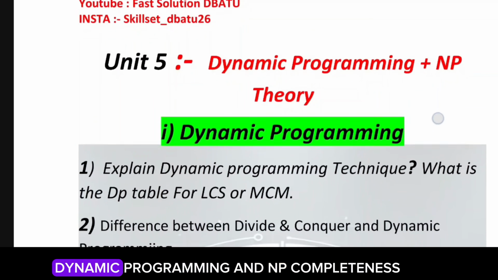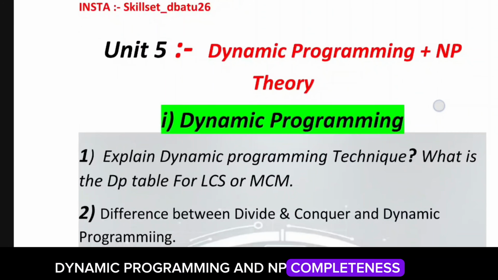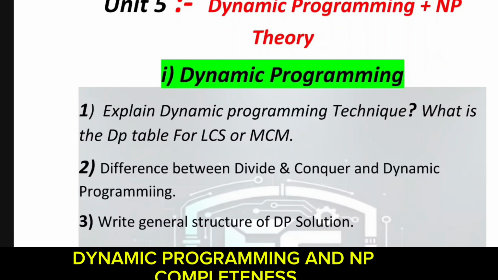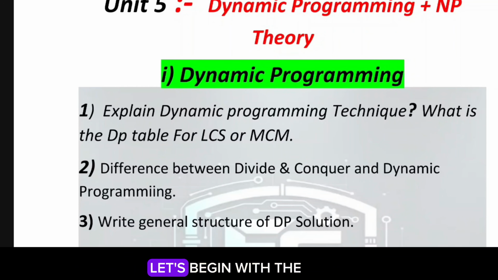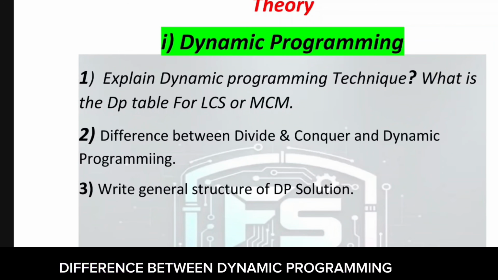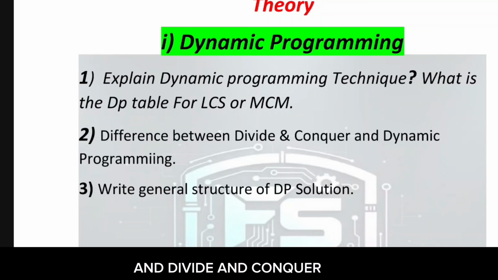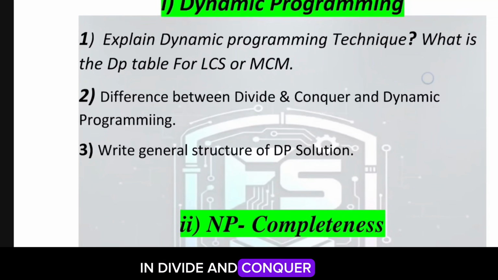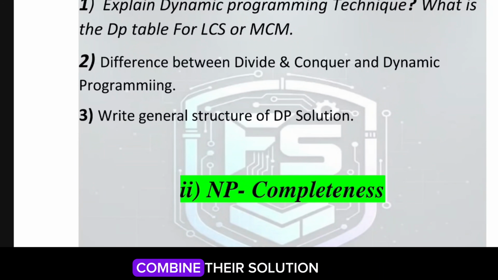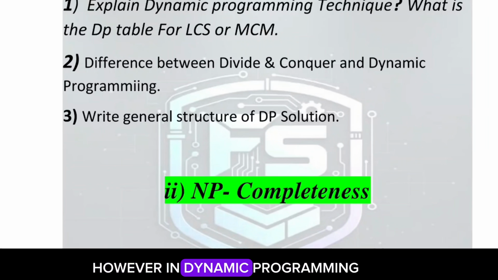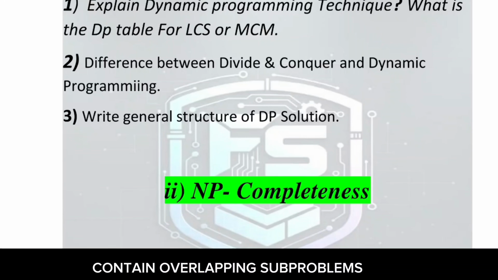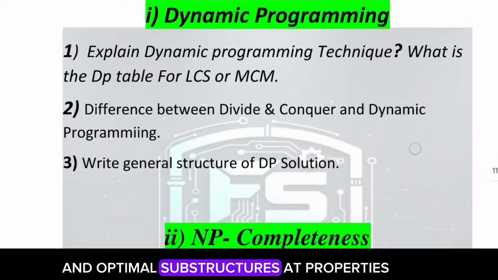Unit number 5, dynamic programming and NP completeness. This unit is divided into two major sections, dynamic programming and NP completeness. Let's begin with dynamic programming. A common exam question is the difference between dynamic programming and divide and conquer. In divide and conquer, we solve subproblems independently and then combine their solutions. However, dynamic programming is used when problems contain overlapping subproblems and optimal substructure properties.